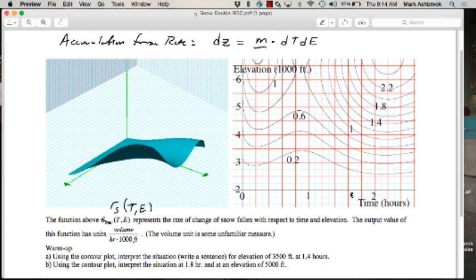So we're going to look at the example here. We're going to look from 1.6 to 2 and from 5 to 6. So let's look from 1.6 hours to 2 hours, between 5,000 feet up and 6,000 feet up on the mountain. And we want to get some kind of estimate for what volume of snow fell in that time at that elevation range. So what's going to be the strategy here? Is the rate constant through there? No, it's totally changing rate, right?